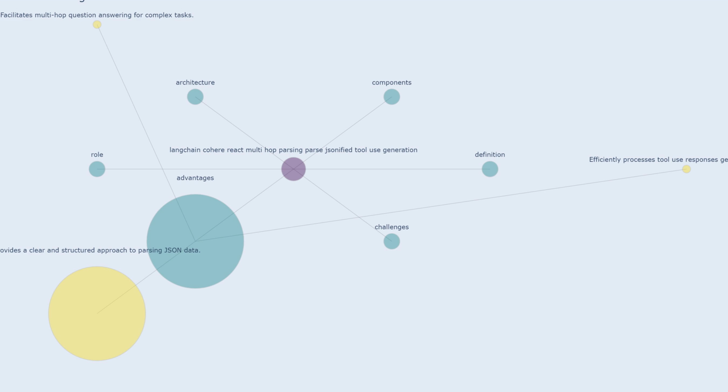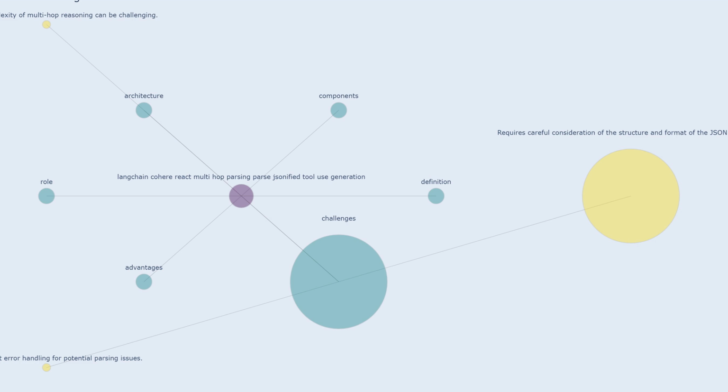Provides a clear and structured approach to parsing JSON data. This ensures that the data extracted from JSON responses is accurate and consistent. Challenges. Requires careful consideration of the structure and format of the JSON responses. The format of the JSON response must be consistent and well defined to ensure that the parsing process is successful.